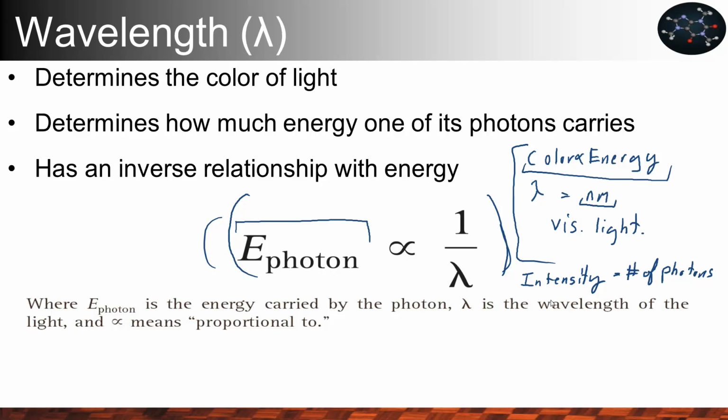I don't know if that helped clear things up or made it more confusing, but I just want you to understand that there's a difference between the energy of light, which is proportional to its color, and the intensity of light, which is proportional to how many photons of that particular color reach your eye. Okay, and intensity is what we see as brightness.